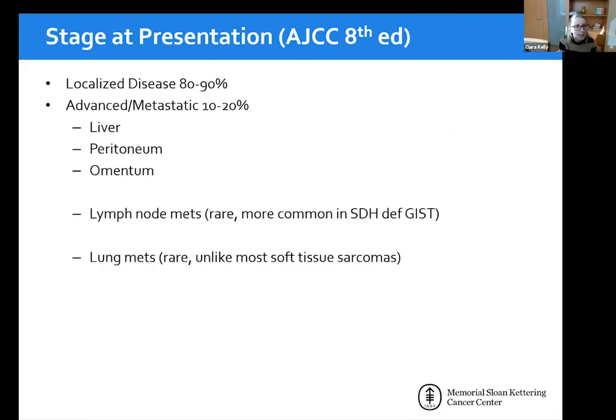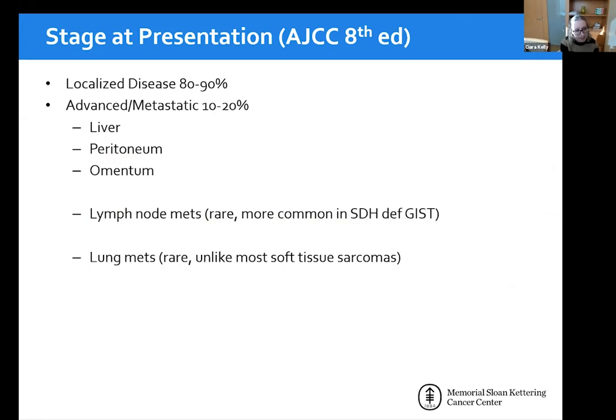In terms of staging at presentation, a stage of a tumor essentially reflects where exactly in the body we see the tumor. And so the majority of GIST when they present are localized, in about 80 to 90% of cases. And then 10 to 20% will present with more advanced disease. And where we see disease most commonly will be in the liver or the peritoneum or omentum. Lymph node involvement is not very common in GIST, although we do sometimes see it with SDH deficient GIST.